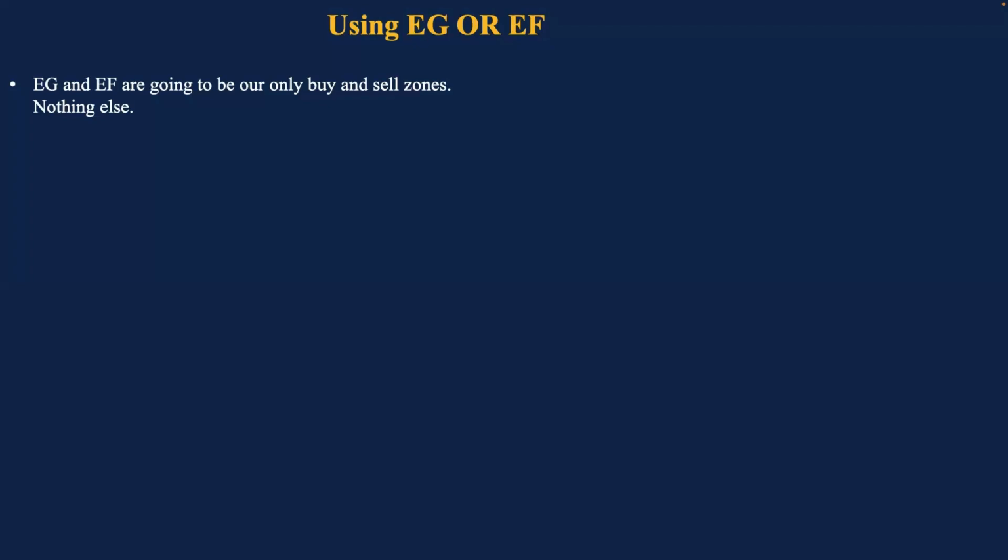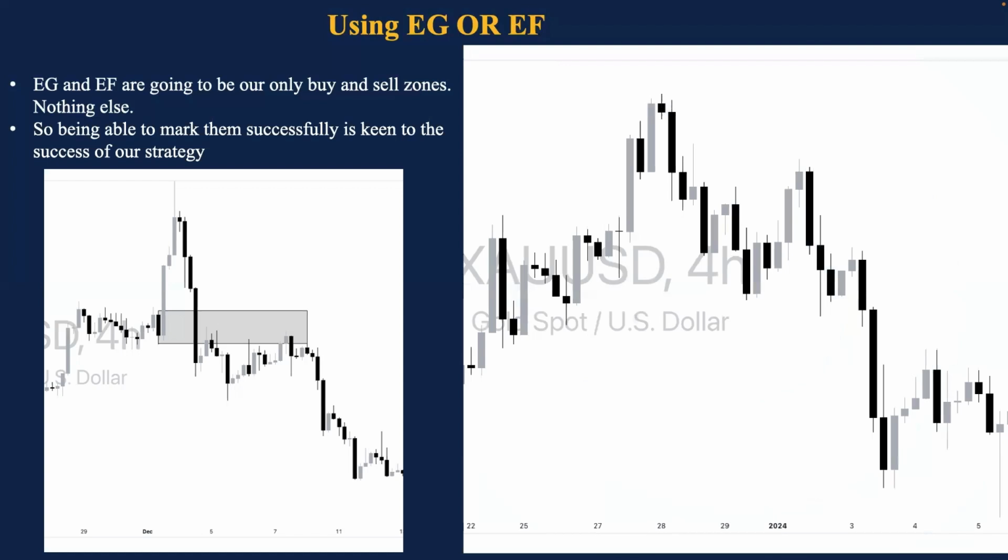Being able to mark them successfully is key to the success of this strategy. Being able to mark the engulfing or an engulfing field is the key to the success of the strategy. So in this particular example, we have an engulfing field. This is supposed to be a zone. Price came, tapped inside and sells, retested the level, sells again.